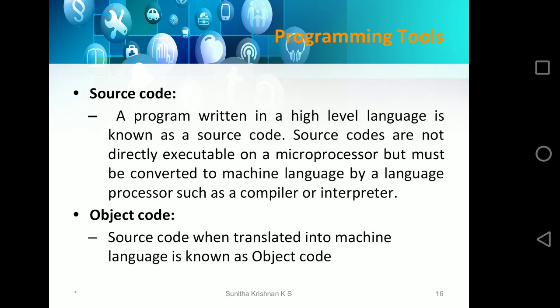Programming tools also come with some terminologies, that is source code and object code. See, source code is the code or the program written by the user in any language. If I'm writing a program in Python, that code is known as the source code. And what is object code? Object code is the translated version of the source code, which is understandable by the machine. The object program is the code translated such that the computer can understand and execute. So it's known as object code.